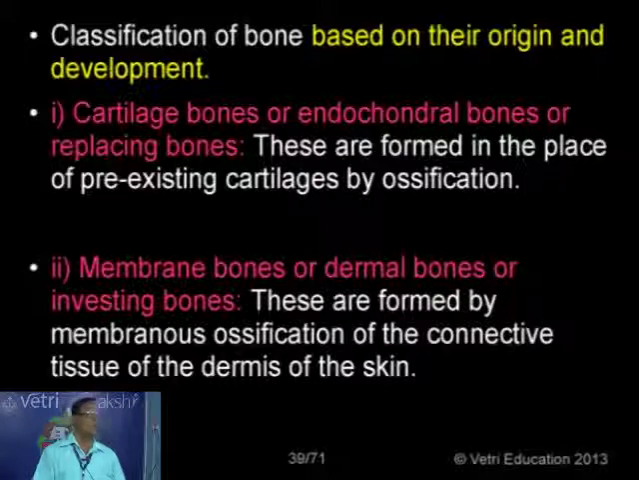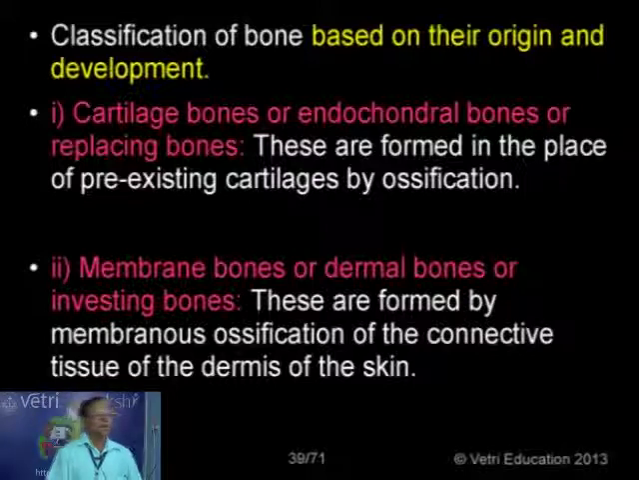It is not a cartilage, but a cartilage bone, or endochondral bones, or replacing bones. These are all the bones normally replacing the cartilage. Already we have in one place in the body a pre-existing cartilage. That cartilage has been modified into a real bone, a rigid bone, because of ossification. Bone ossification refers to the deposition of calcium and the rigidity of the bone matrix.